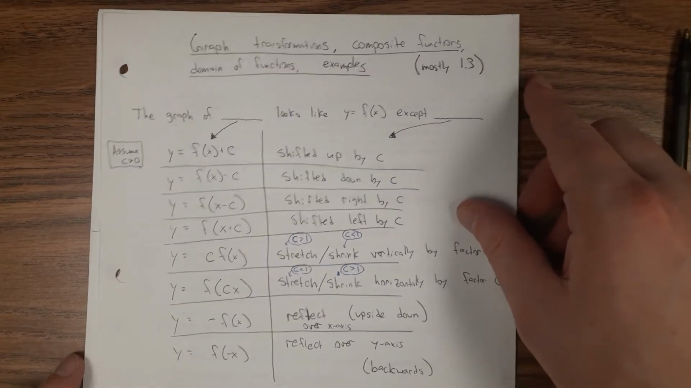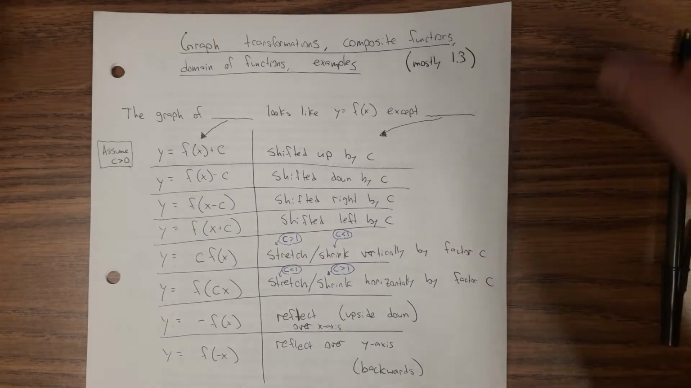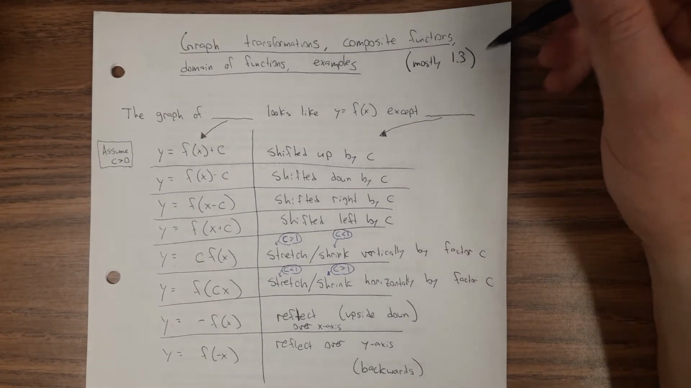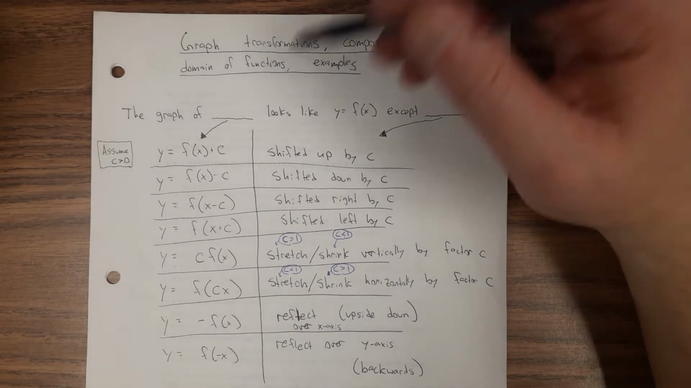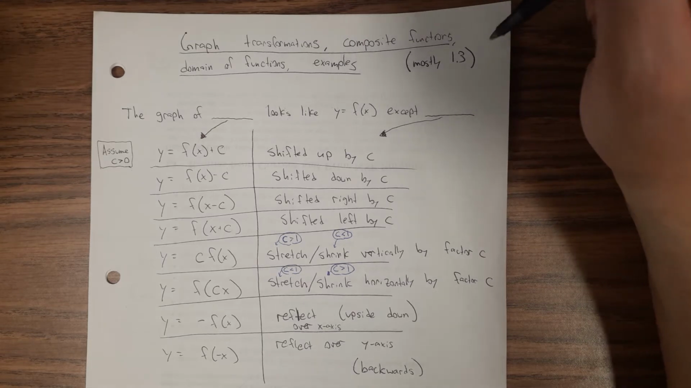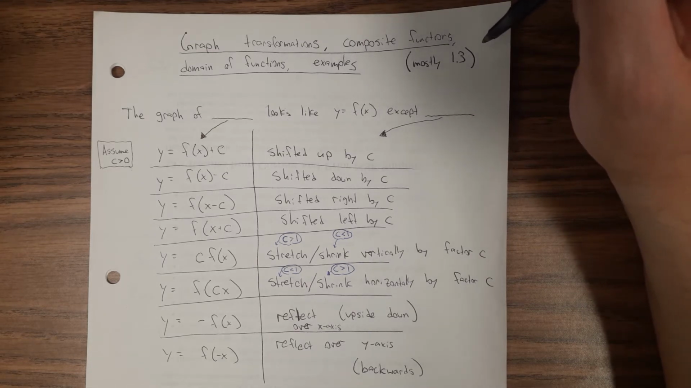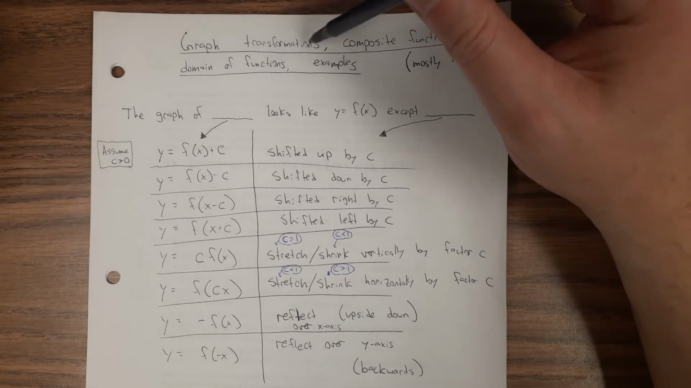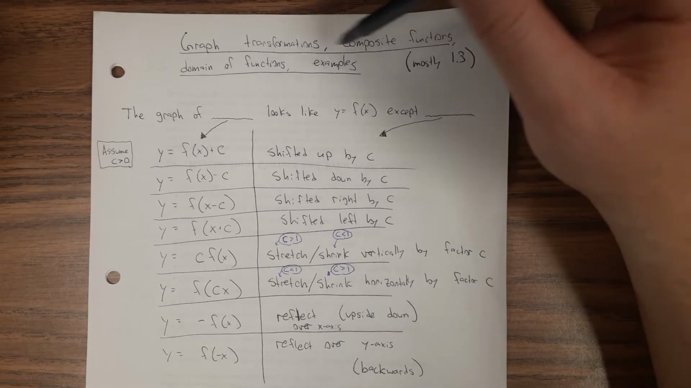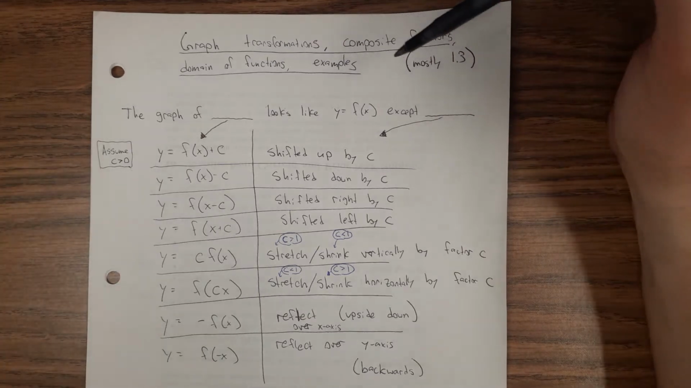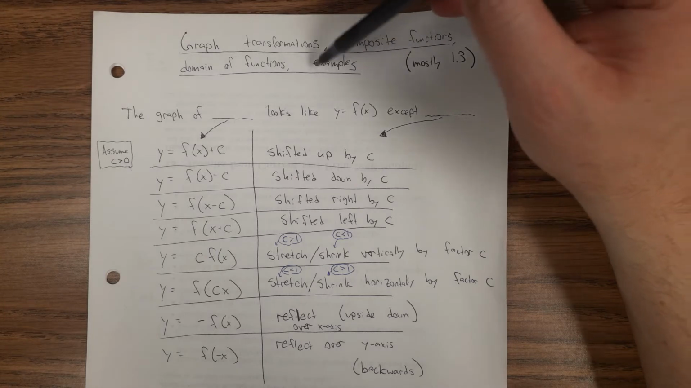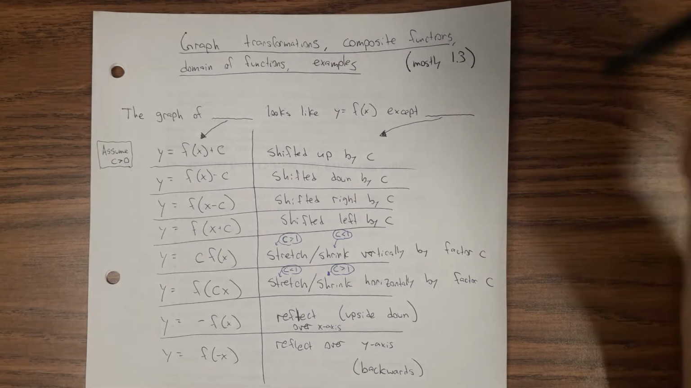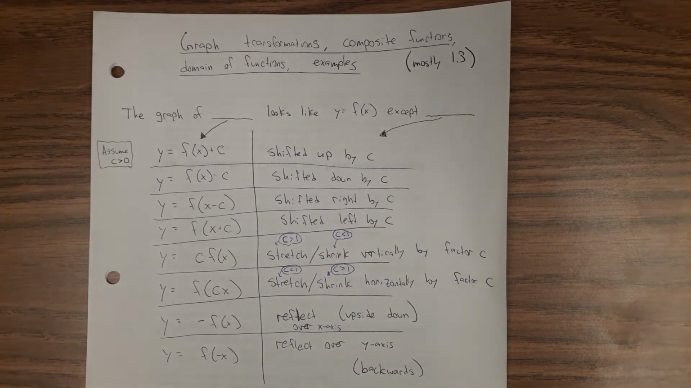Okay, so today I'm going to mostly talk about stuff that's in 1.3, although I'm going to talk about some stuff that's just in general to prepare you for homework 2, which is due Thursday. So I'm going to talk about graph transformations, composite functions, the domain of functions, and then just some random examples that I think might help. And not all of these examples come out of 1.3, but it's to get you ready for the online homework.